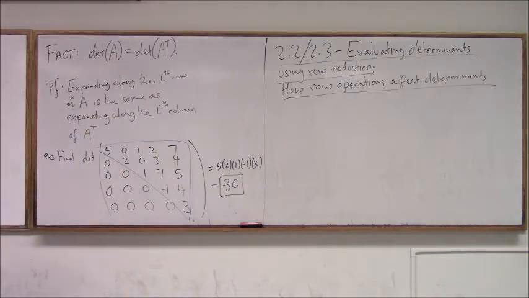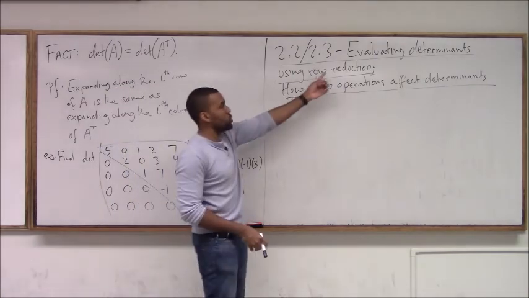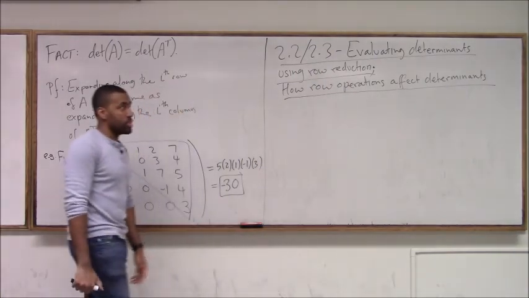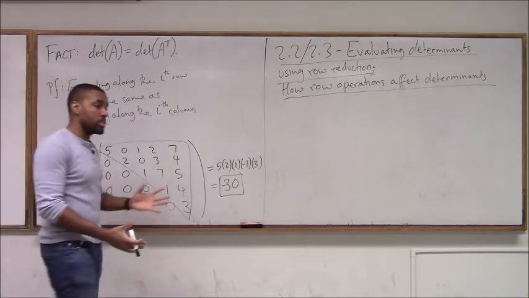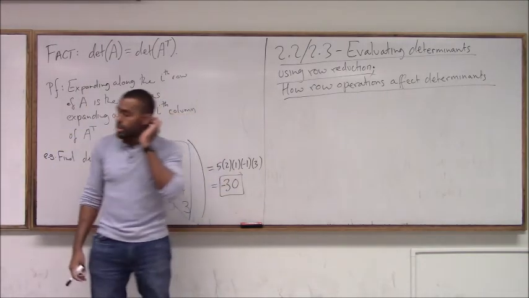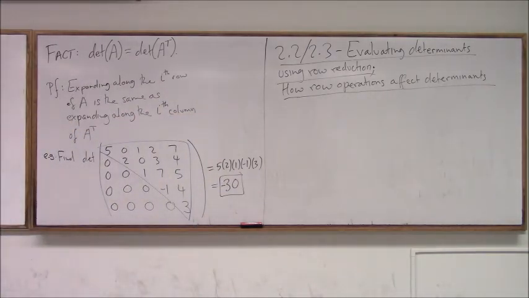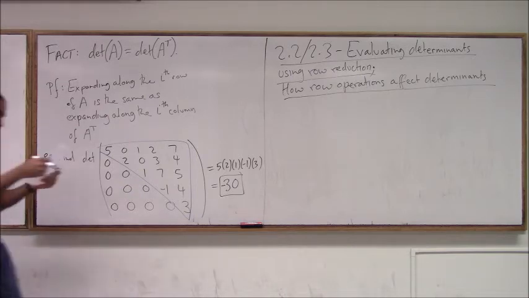But slightly before that, we want to know how doing a row operation will affect the determinant. So that's what we're going to talk about first, and then I can tell you how we can use them to help us. So let's see which theorem I talk about first.